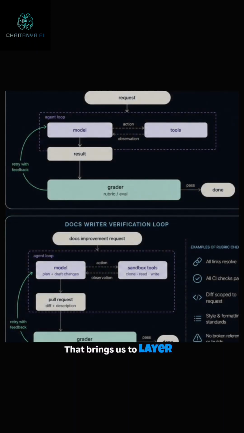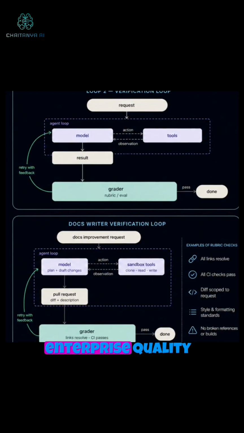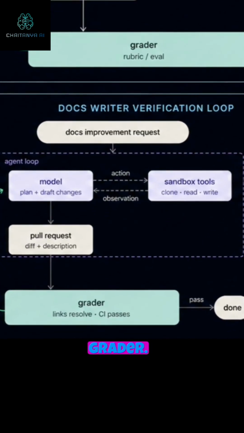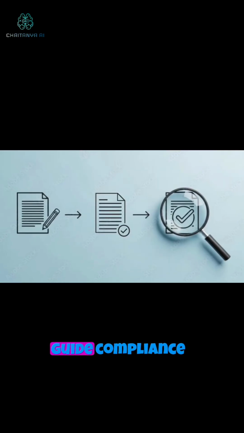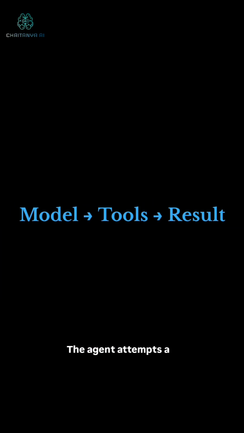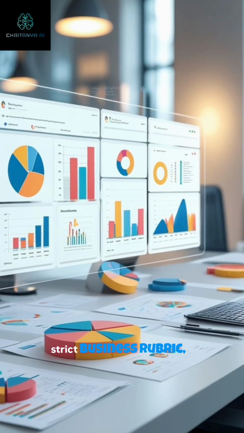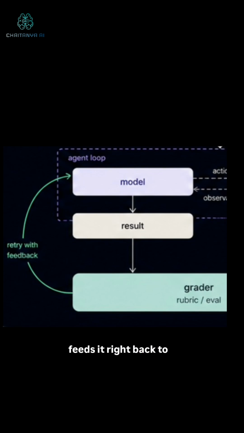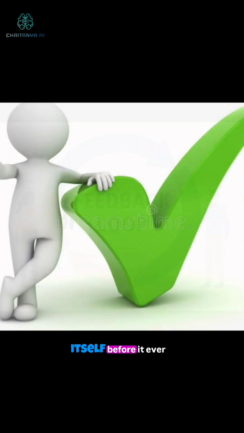That brings us to layer 2, the verification loop. When consistency and enterprise quality matter, we wrap the agent inside an automated grader. Think of it as automated code reviews or style guide compliance checkers. The agent attempts a job. The grader reviews the output against a strict business rubric, and if it falls short, it feeds it right back to the model with context-aware feedback to fix itself before it ever reaches an end user.